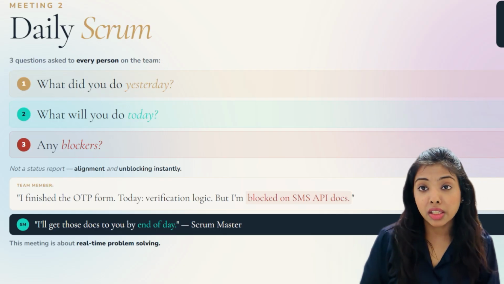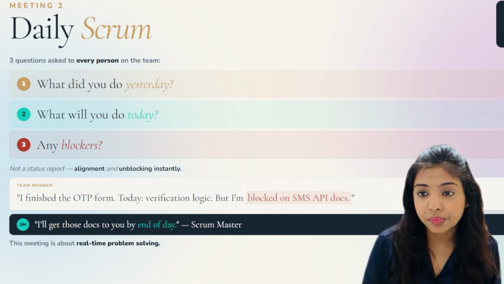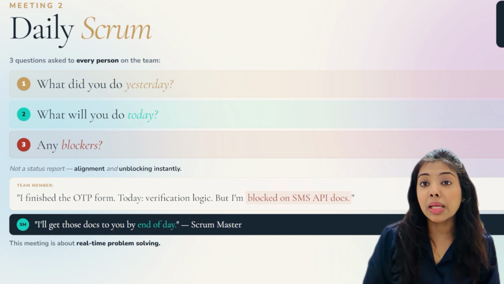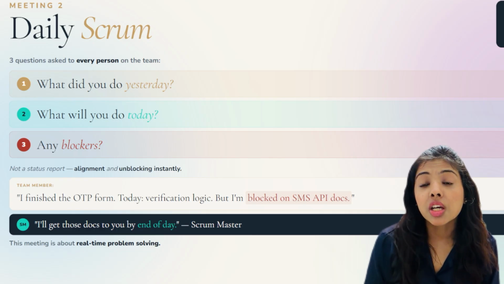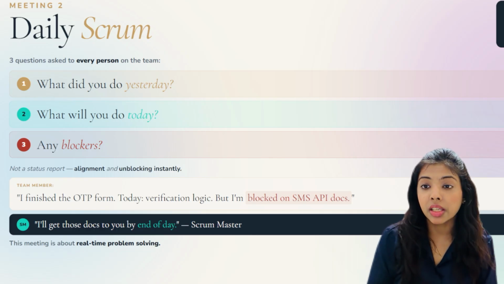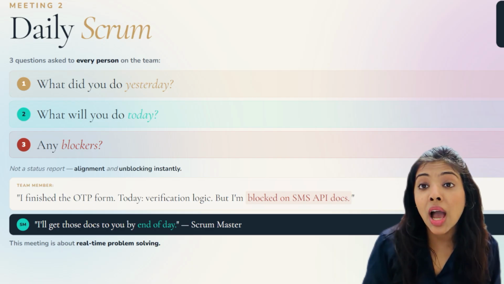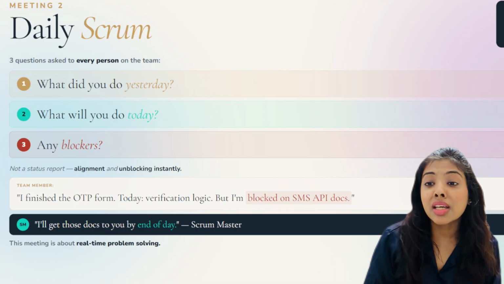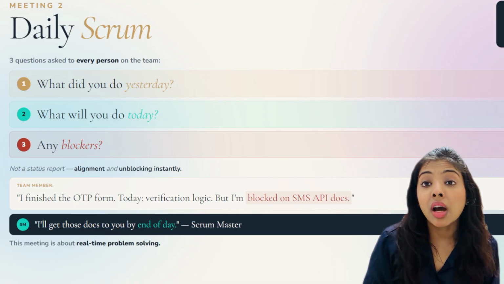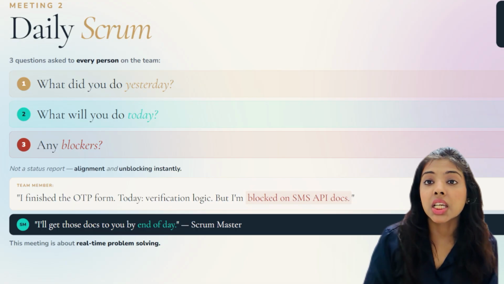Now we have another meeting, which is called the daily Scrum. Every day there is a 15-minute meeting in Scrum, and in each meeting, 3 questions are asked to every person on the team. What did you do yesterday? What will you do today? And do you have any blockers? This isn't a status report. It is about alignment and unblocking instantly.